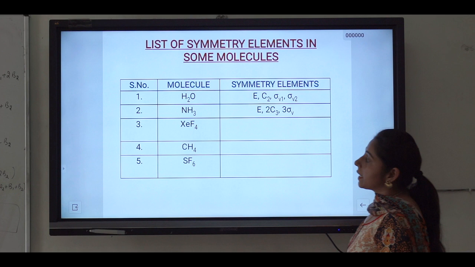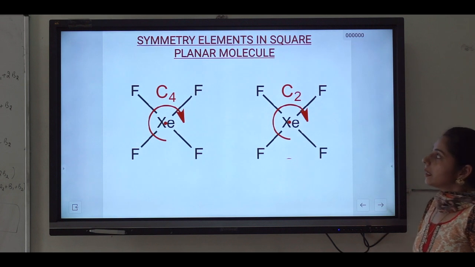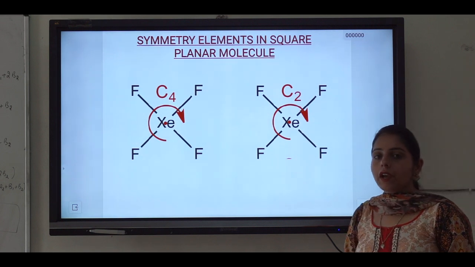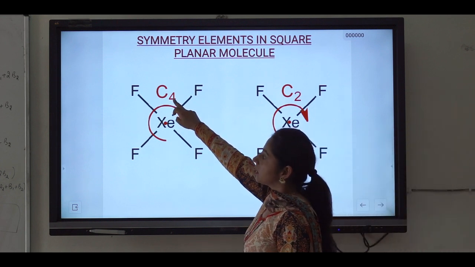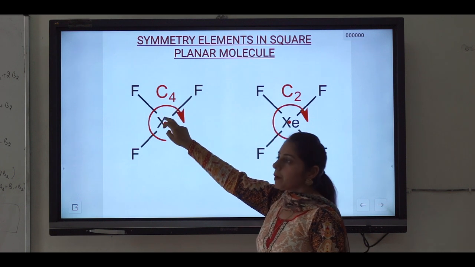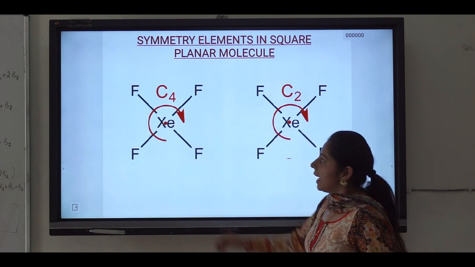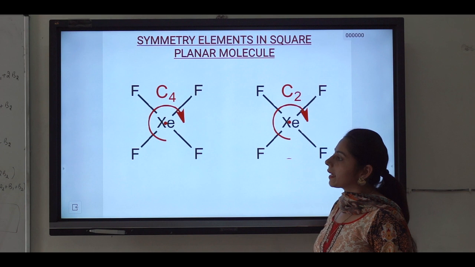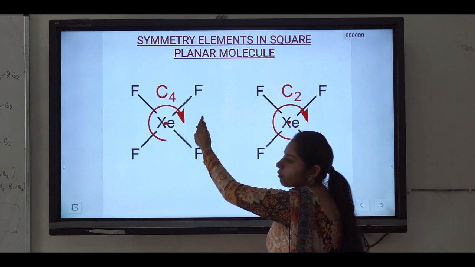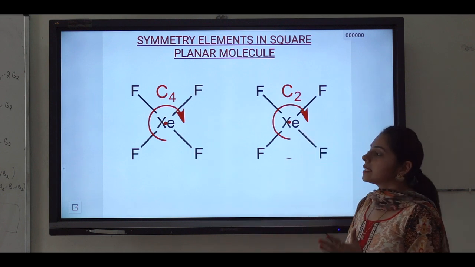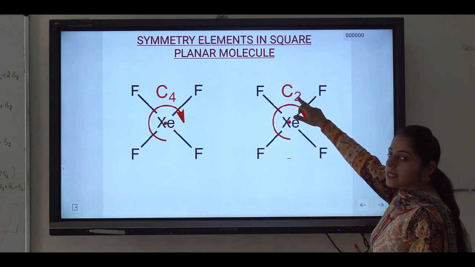Next molecule is xenon F4, which has a square planar geometry. Again, the first symmetry element is identity, and the next one is C4. This C4 axis is perpendicular to the plane of the molecule. As the n value is 4, the rotation is by an angle of 360 divided by 4, which is equal to 90 degrees. So there is C41, rotation by an angle of 90, and C42, rotation by an angle of 180, which can also be designated as C2.